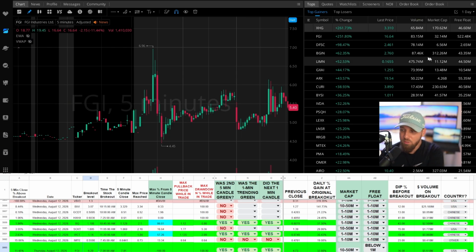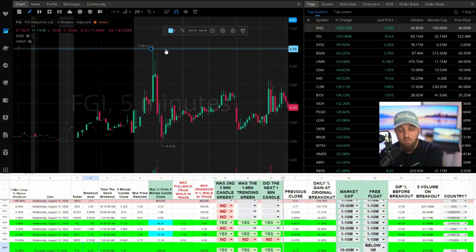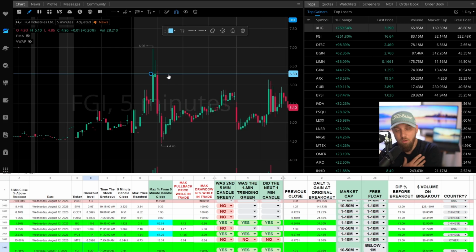EST. Now, once you've done that and you go to create a level, you have two options. You can either put your breakout level at the top of the wick. Some traders do that. Or for me, in my trading system, based off the historical data and what I talk about on this channel, I use the breakout level as the body of the candle because I'm always looking for specific closes of candles, whether that be on the 5-minute time frame or the 1-minute time frame.